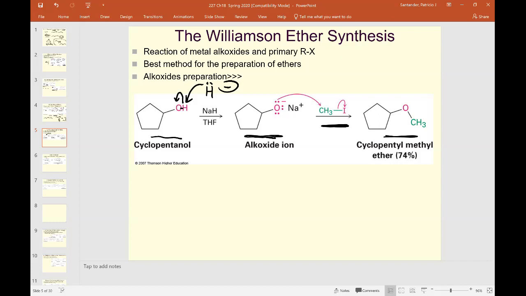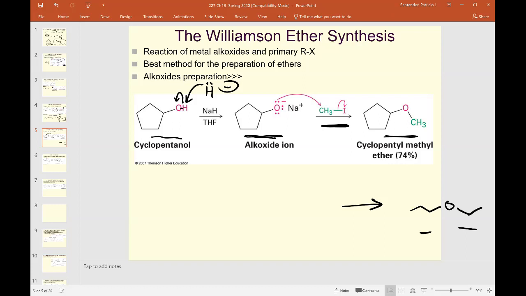Let's see another example. Let's say that the product that I want to make will be something like this. That will be ethyl propyl ether, and that is my target product. How can I make that? Actually, I can make it in two different ways.